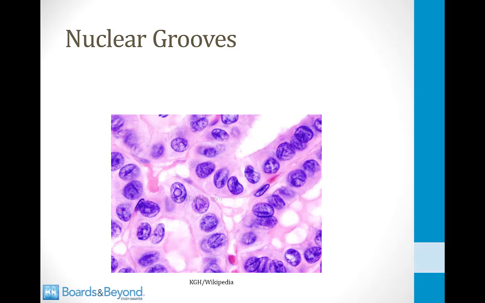Nuclear grooves are dark lines in the nuclei of the cancer cells. You can see a good example of one right here. I'm circling it on the screen. You can see a dark line across this nucleus. That's called a nuclear groove, and their presence is diagnostic for papillary thyroid cancer.